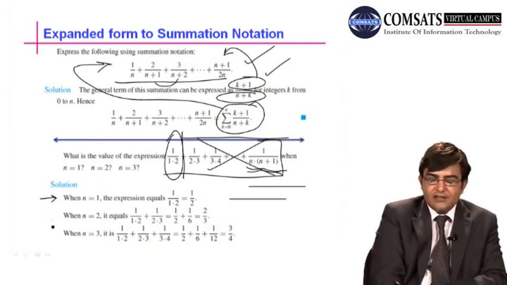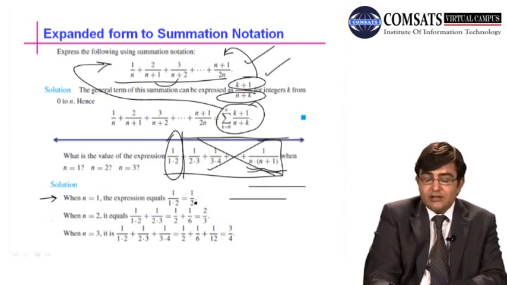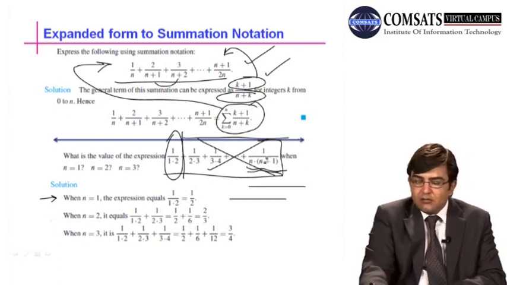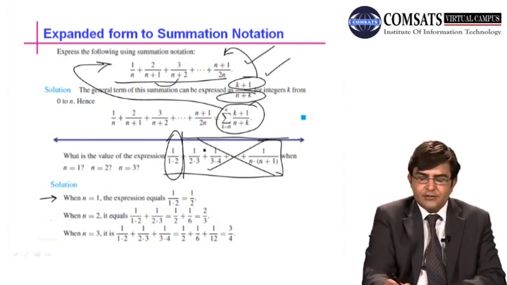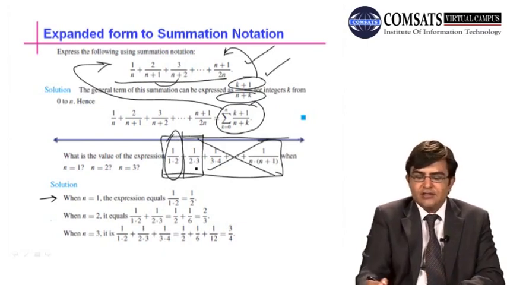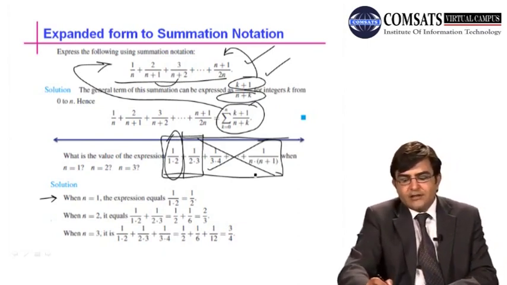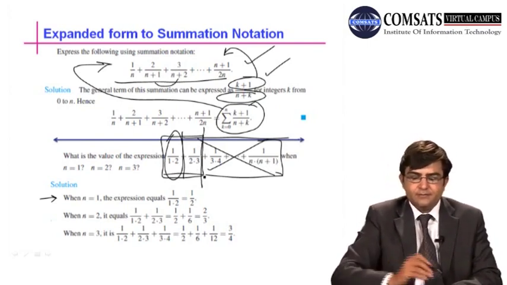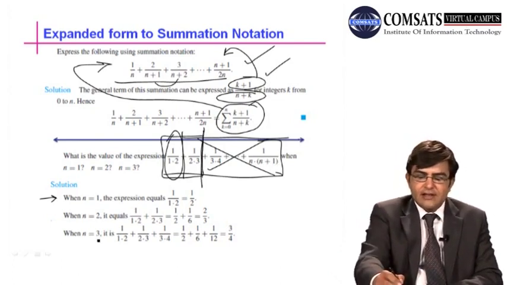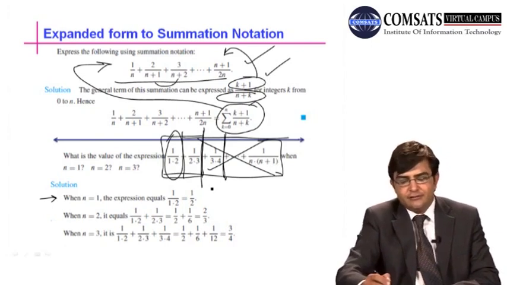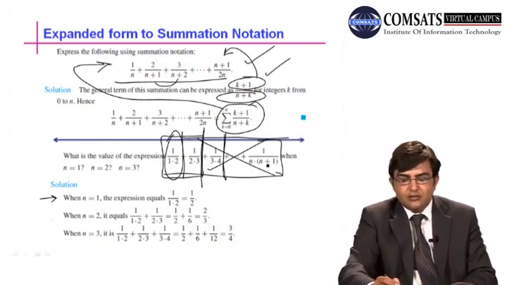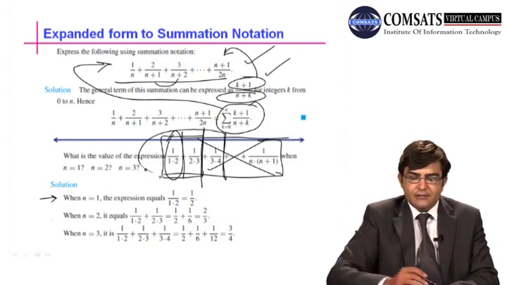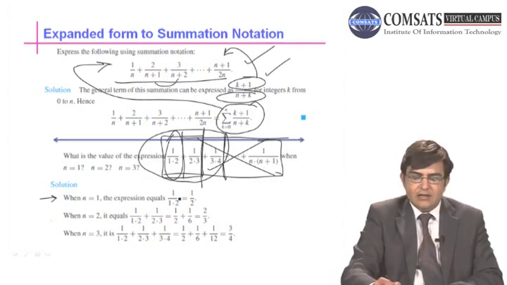When n is 1, the expression equals 1 by 2, that is 1 over 1 into 2. When n is 2, we must get until 1 over 2 into 2 plus 1, so we get the first two terms, because if we put 2 here, we get 2 into 3, 1 by 2 into 3. So the summation must be stopped until here. When n is 3, we must get the first 3 terms of this summation, because if we put 3 here, we get 3 into 4. So here it is given.